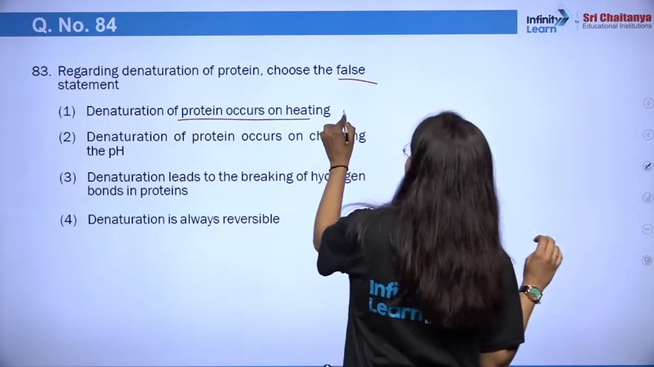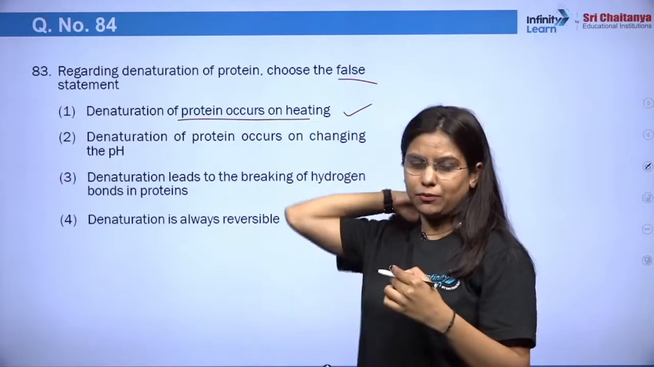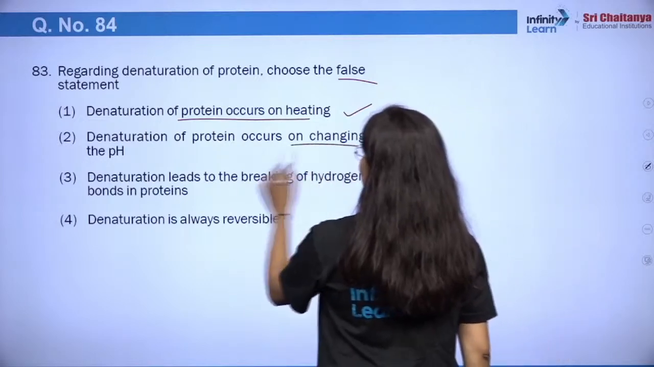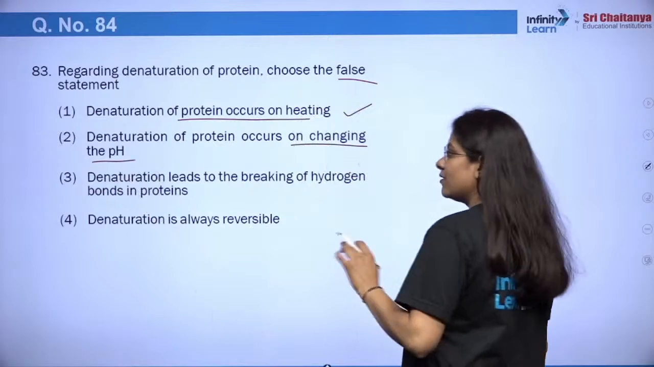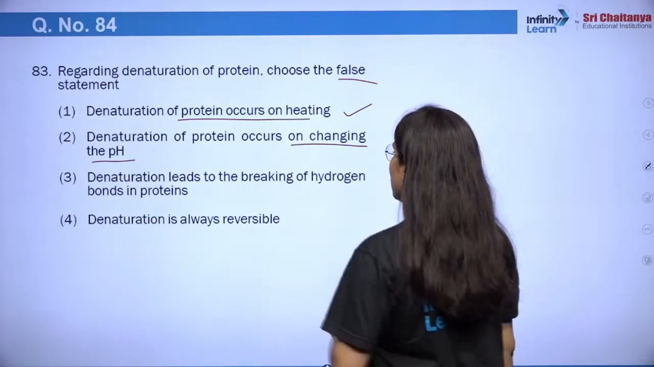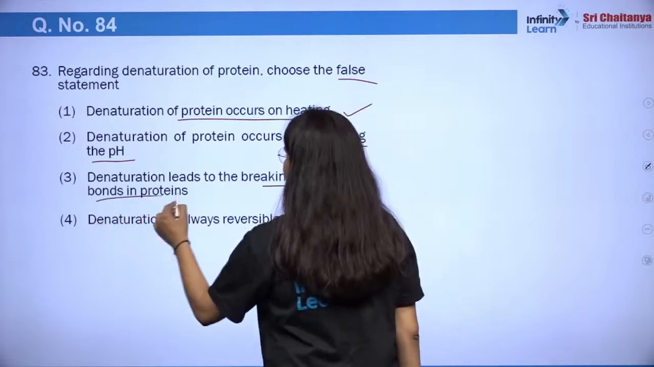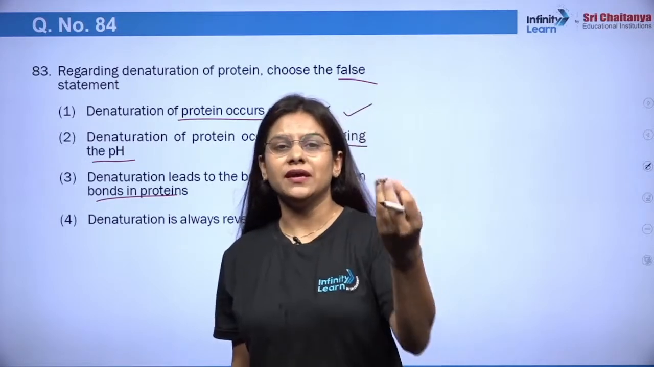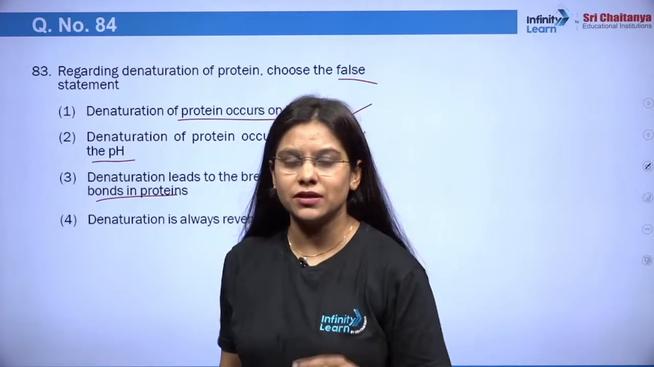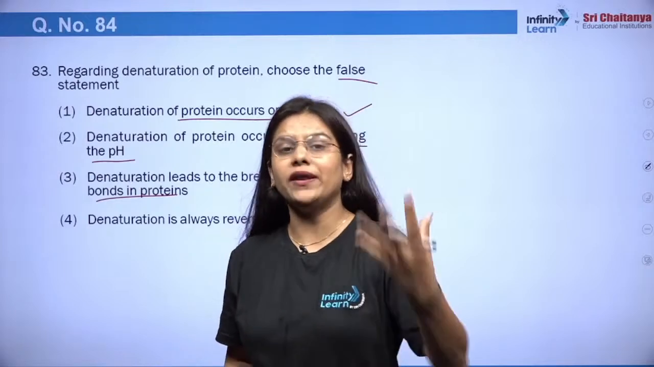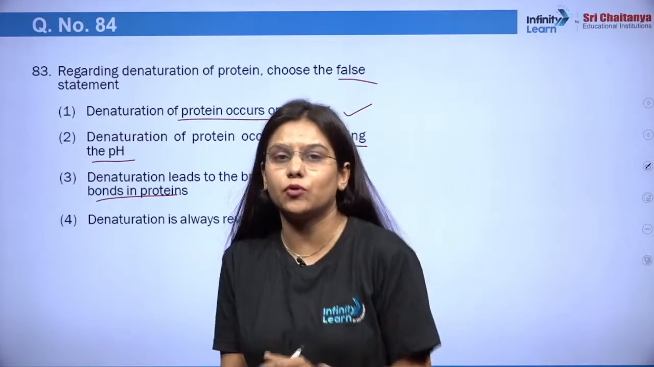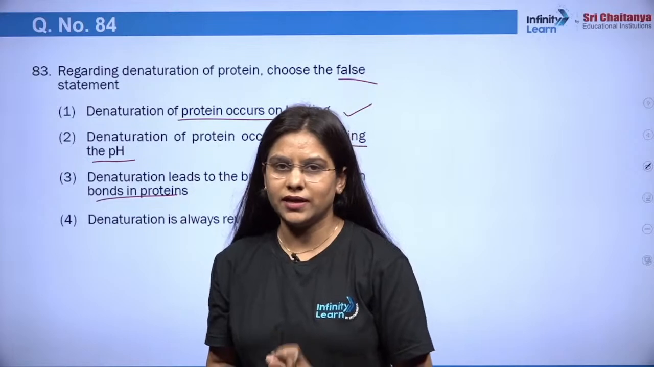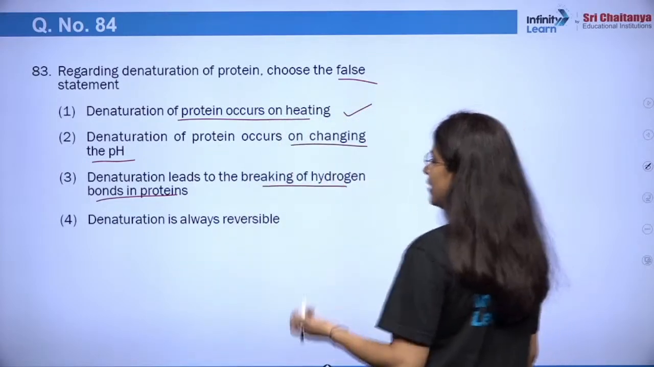Denaturation of protein occurs on heating. This is correct. When we heat a protein, denaturation takes place. Denaturation of protein occurs on changing the pH. Yes, this can also take place. Denaturation leads to the breaking of hydrogen bonds in protein. This is also a correct option. For example, in DNA, what happens on denaturation on heating? These hydrogen bonds are broken down and DNA is converted from double strand to single strand. So this actually happens on denaturation.